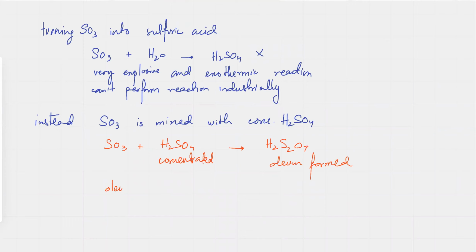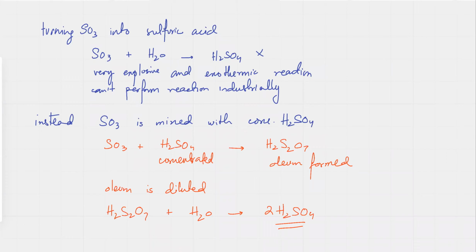In the next step, oleum is then diluted. You add water to oleum. So you take the H2S2O7, which is oleum, and add water to it, and as a result, 2 molecules of H2SO4 are produced. And that's how you get sulfuric acid.